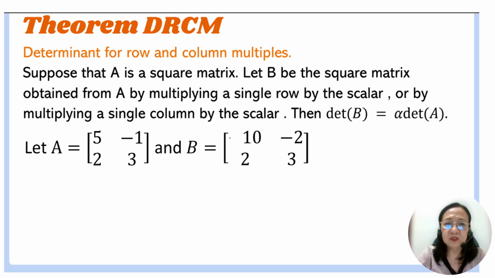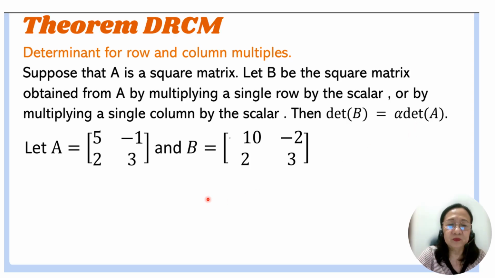Now, let us take a look at this theorem: determinant for row and column multiples. Suppose that matrix A is a square matrix. Let B be the square matrix obtained from A by multiplying a single row by a scalar, or by multiplying a single column by a scalar. Then we will prove this one. The determinant of B is equal to the scalar times the determinant of A.